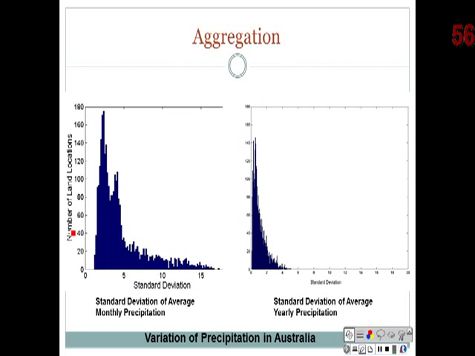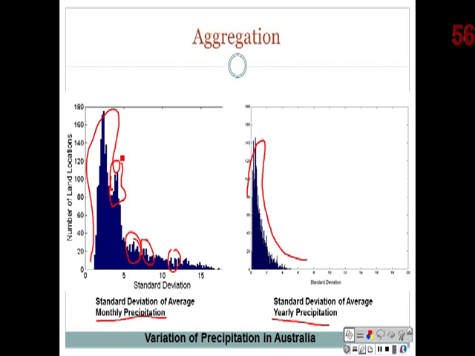This is one example of aggregation. As you can see here, they used the standard deviation of the average for monthly precipitation, and here for the yearly. As you can see, we don't see the variation very clearly in the monthly data, while in the yearly we have this kind of curve, with small variation.